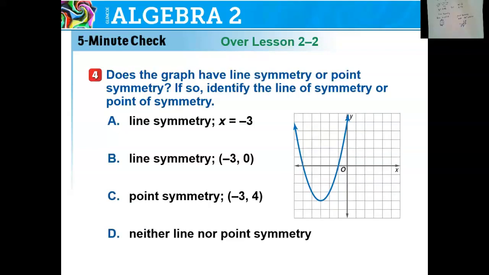Number 4, does the graph have line symmetry or point symmetry? If so, identify the line of symmetry or the point of symmetry. Here we can eliminate an answer pretty quickly. Answer choice C is not going to be correct, because what it's saying is that if we were to rotate it about the point -3, 4, all the way up here, would that graph map upon itself?